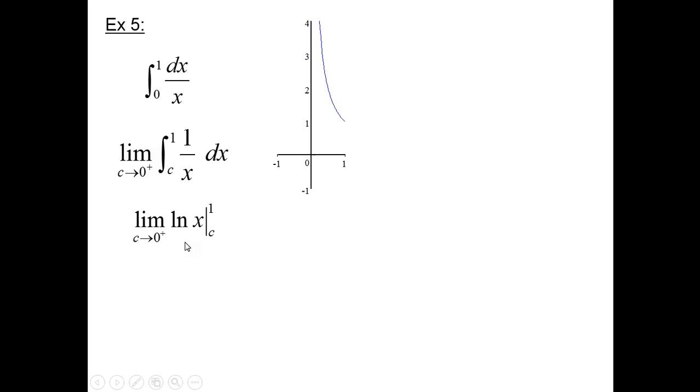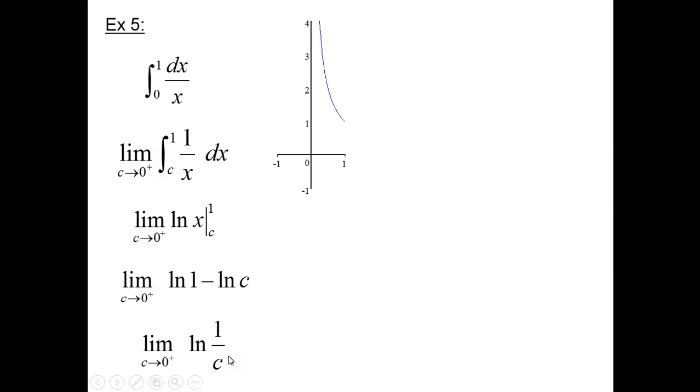So the antiderivative is natural log of x. Evaluating it from c to 1, we have the natural log of 1 minus the natural log of c. You could evaluate these separately. In the PowerPoint, I went ahead and condensed this and wrote it as the natural log of 1 over c.